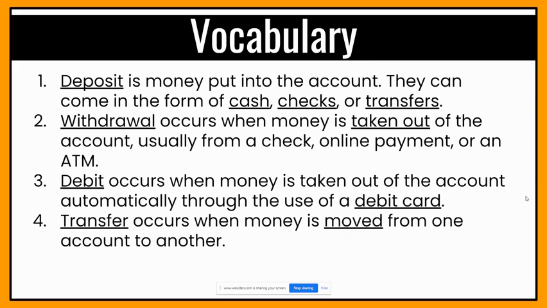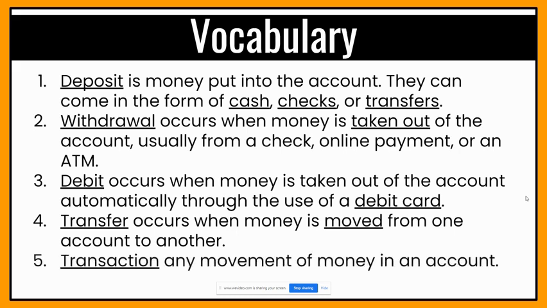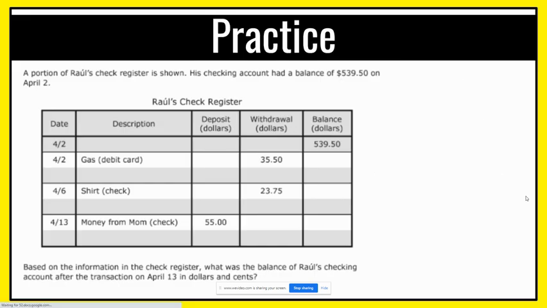A transfer occurs when money is moved from one account to another. So if I had a checking account and a savings account, I could transfer money from my checking into my savings. So I'm adding that money from checking into savings. You're not really losing the money, it's just going between accounts. And a transaction is any movement of money in an account. So a deposit, although it's positive, is still a transaction because it's movement of the money. Withdrawal is taking money out, okay?